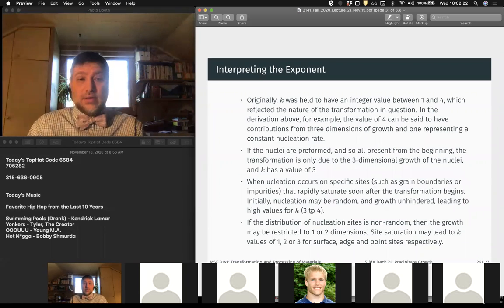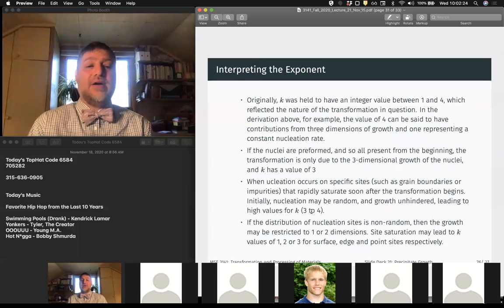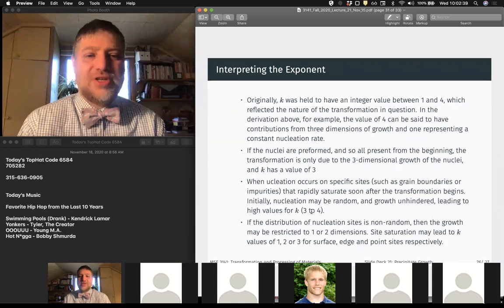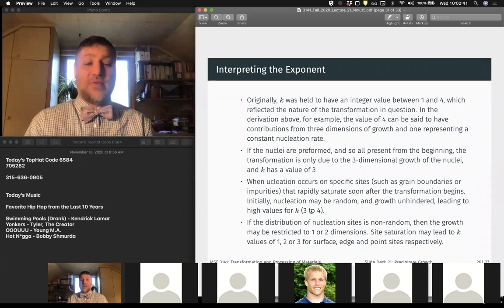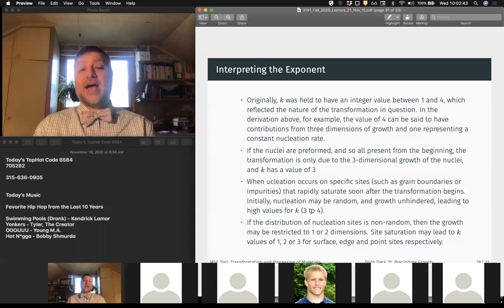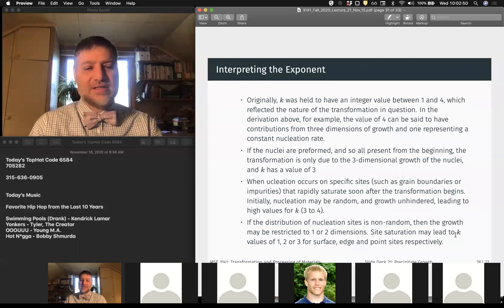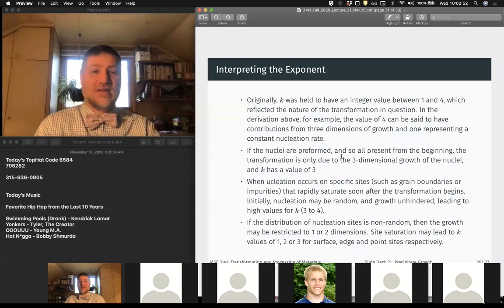Okay, so I messed up. These should be n's. How did I not see that before? Okay, so interpreting the exponent, that is correct. All of these k's should be n's, not k's.